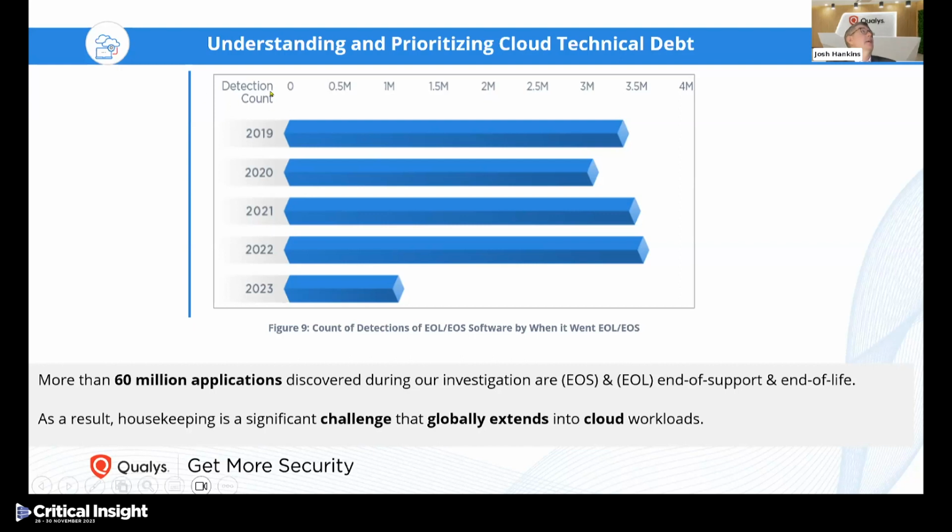We have our detection count, and this is by the year. This is the count of detections of end-of-life and end-of-sale software, by when it goes end-of-life and end-of-sale. Some interesting ones: in 2021, we had 3.5 million end-of-life and end-of-sale, and the year previous was about the same. When this report was cut about halfway through the year, that's why it's like that, in case you're wondering. Let's move on.